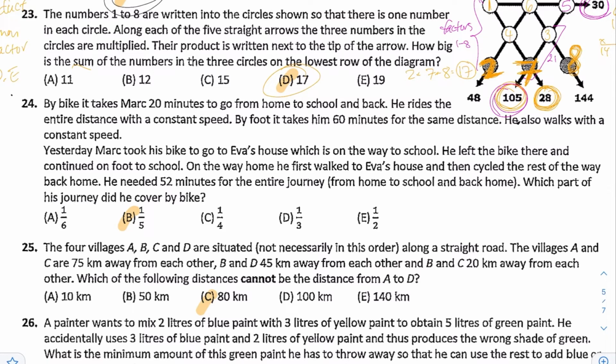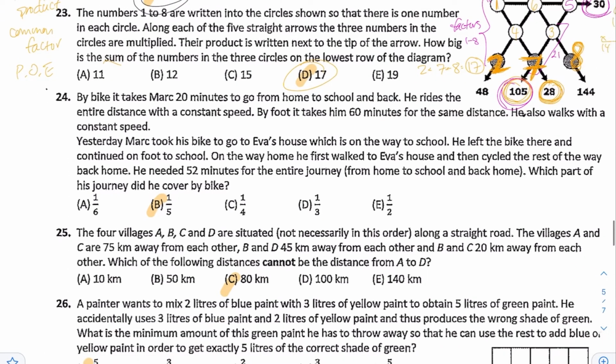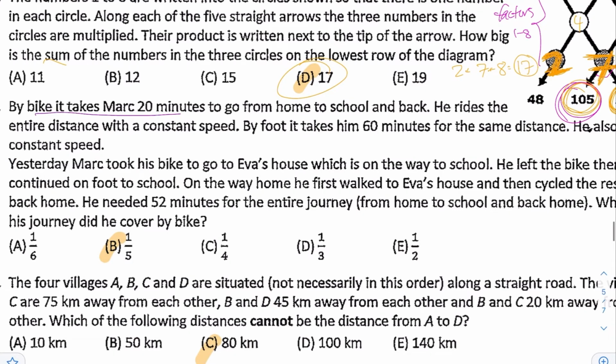So here you have distance, rate, and time. So you're going to have to use D equals RT for number 24. And now we have the regular distances. By bike, it takes him 20 minutes to go from home to school and back. You don't know the distance to the school, so you can call that D. From home to school, we have a distance of D, and it takes them 20 minutes to go there and get back. So that means that'll take them 10 minutes each way.